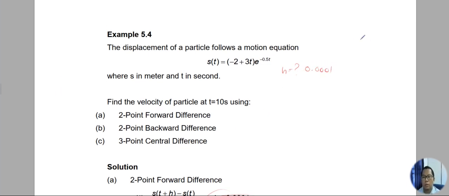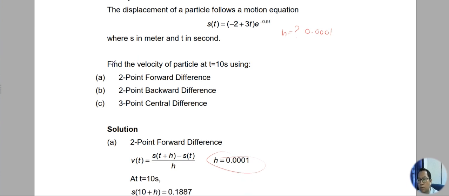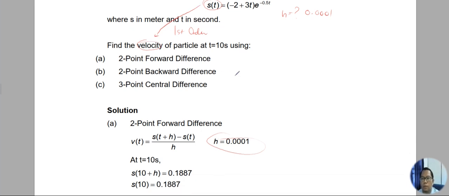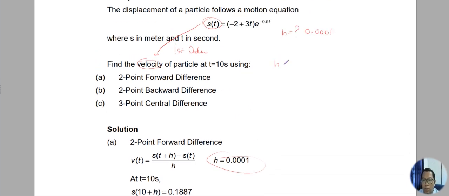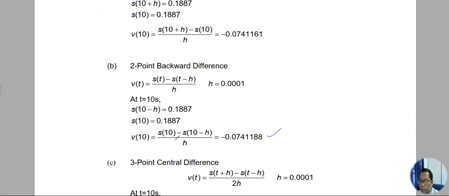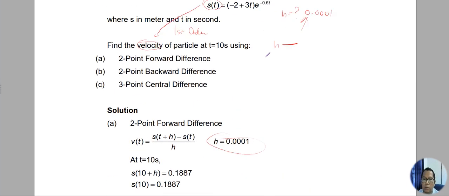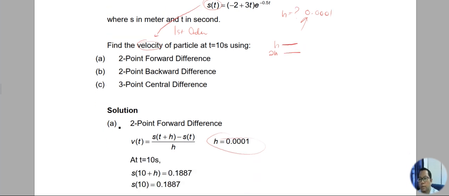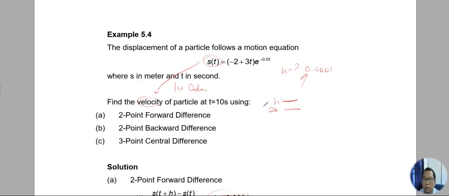0.0001. So in order to find the velocity, you have here distance. From distance to velocity is first order, right? So first order. So from here you have to determine what is the h. We already know the h, and then h and 2h, the value.